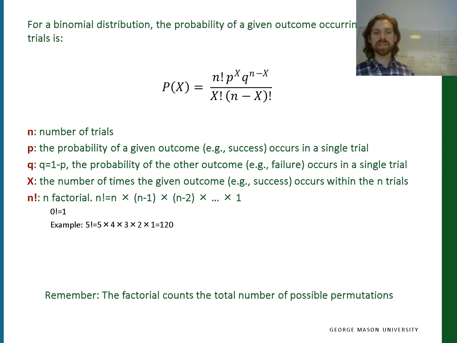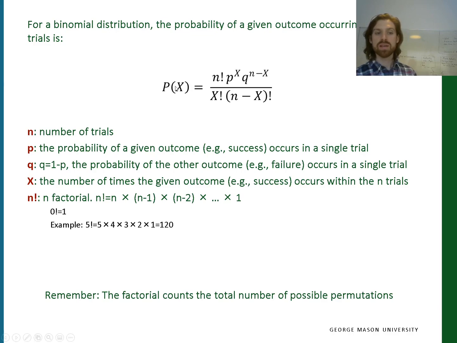So as I already stated, n is the number of trials, as we see here. P is the probability of the given outcome, Q is the complement probability. X is the number of times the given outcome occurs, and n! is the factorial. When you see the exclamation mark, the factorial counts the total number of possible permutations. So if it's 5 factorial, that means we multiply 5 by 4 by 3 by 2 by 1, and we get 120. That's the total number of potential outcome combinations that we could have.